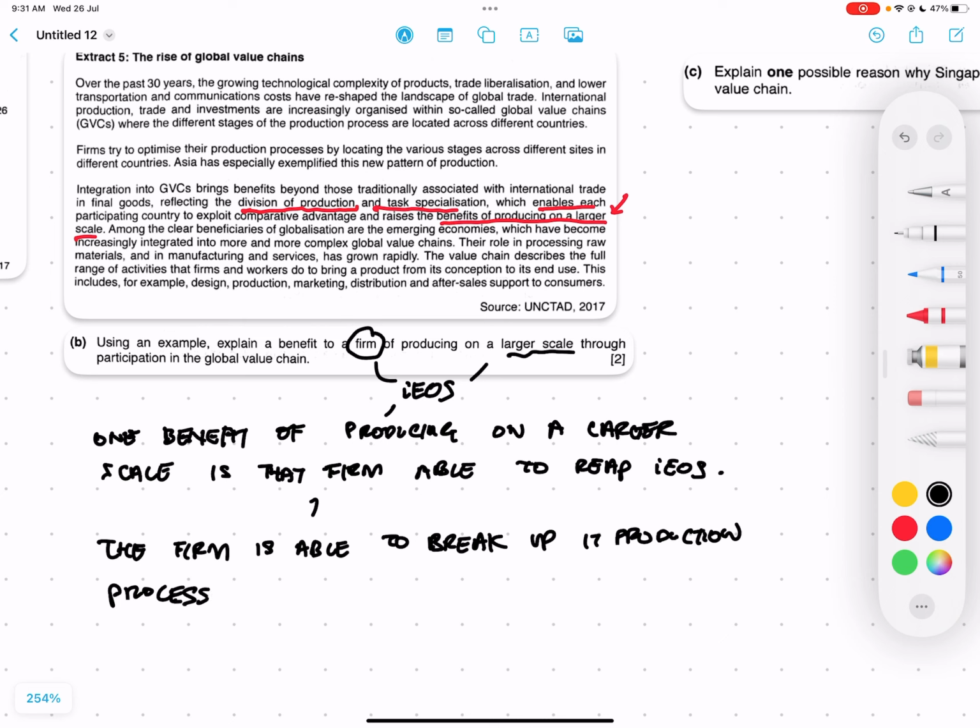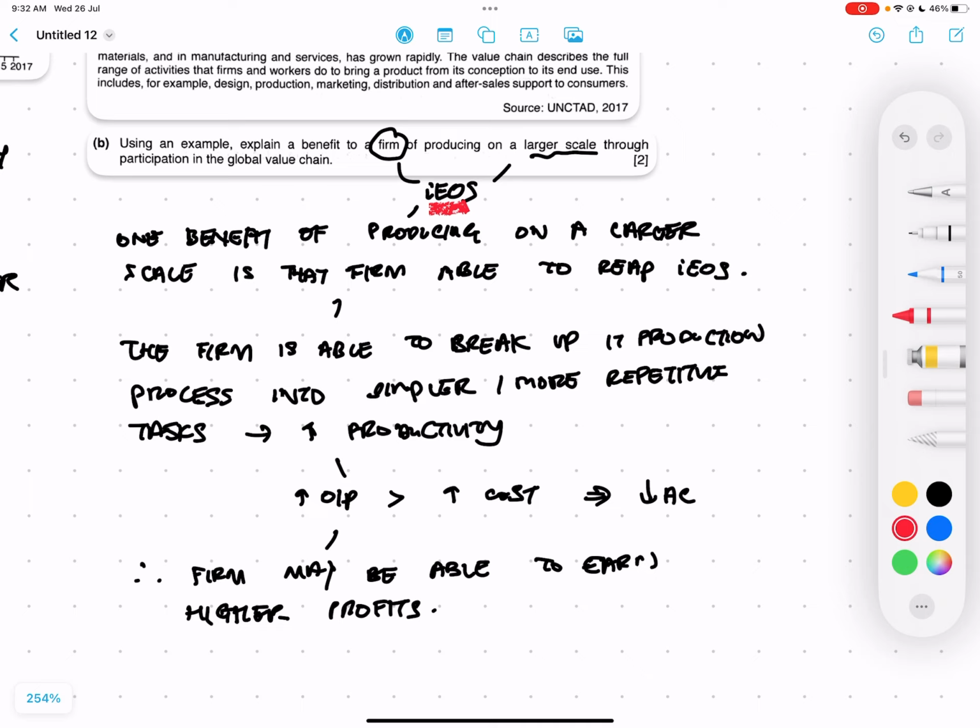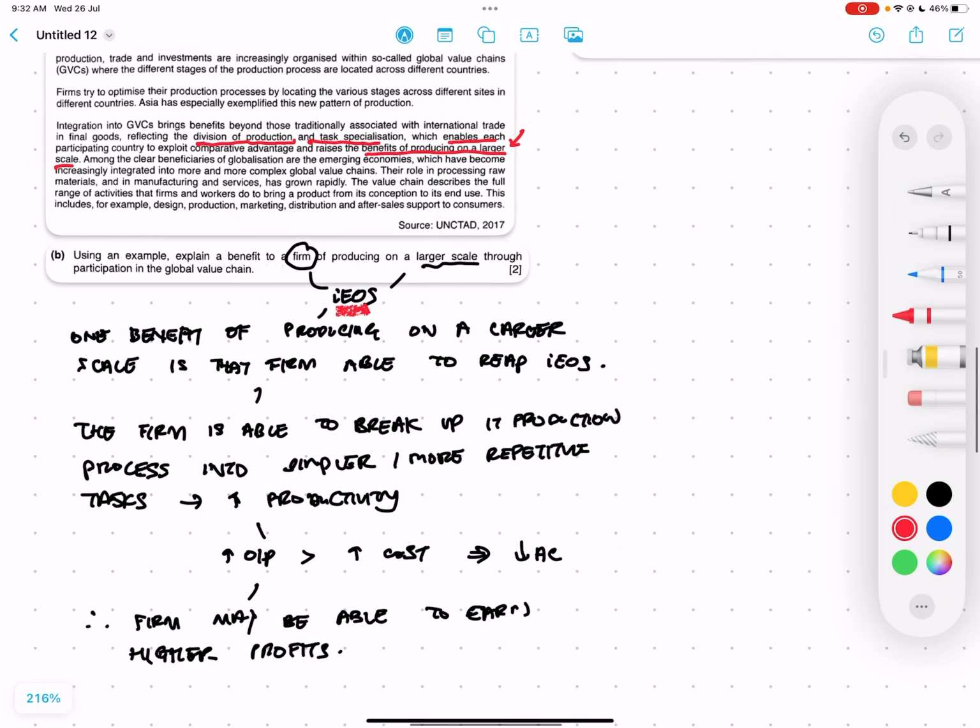And if you increase productivity, then if output rises more than the increase in cost, this will lead to a decrease in average cost. Therefore, the firm may be able to earn higher profits. So the econs concept here is EOS. Okay, next.